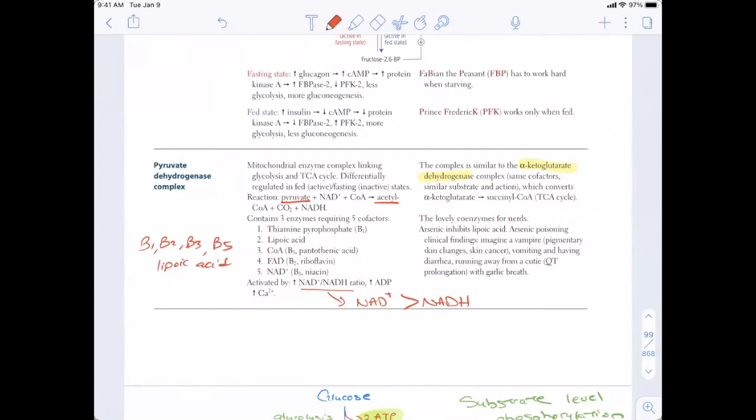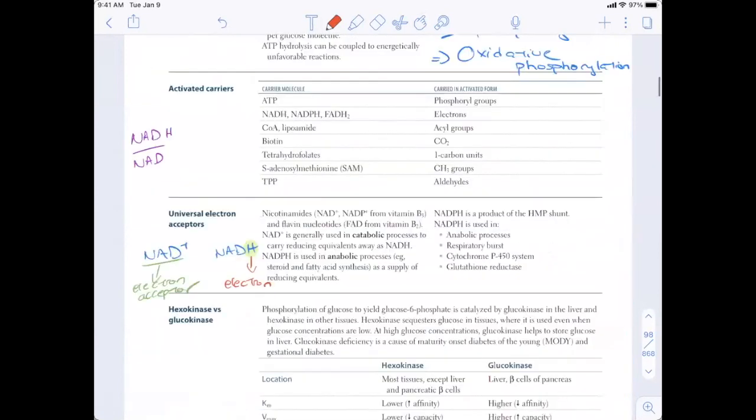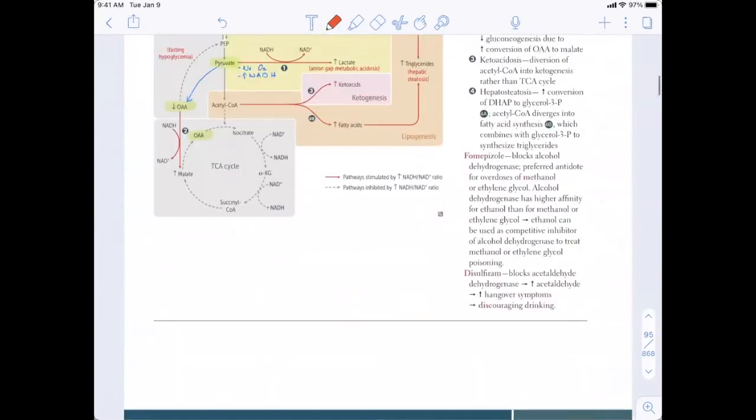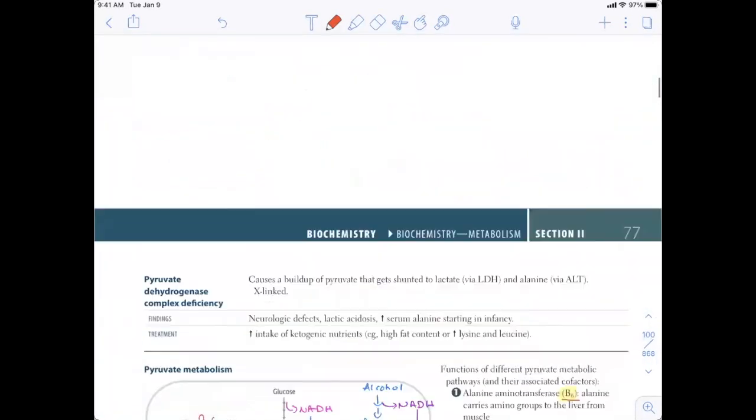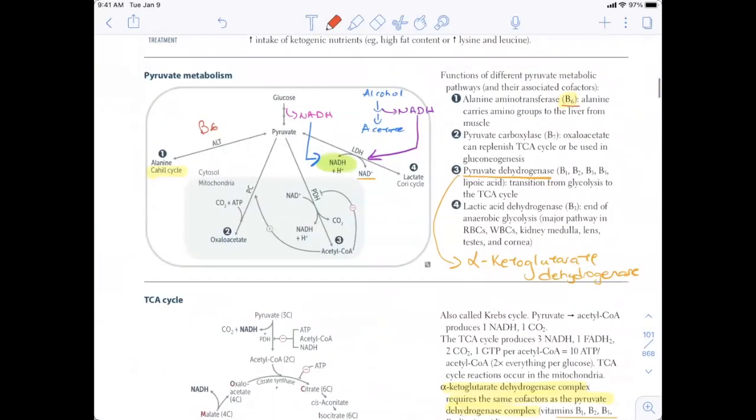Now, why is it important? It's important to remember that because there could be some scenarios after glycolysis where you don't really have enough NAD and you end up shunting to something else. So what am I talking about? Let's bring it up here. I know it's somewhere. I'll find it. Yep, there you go.